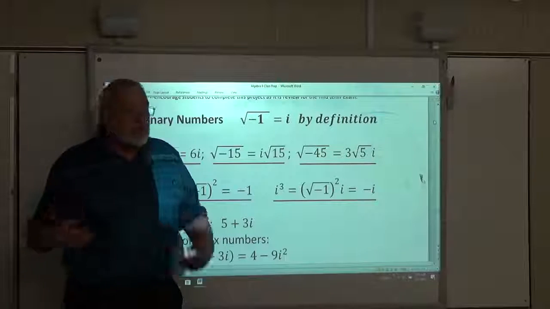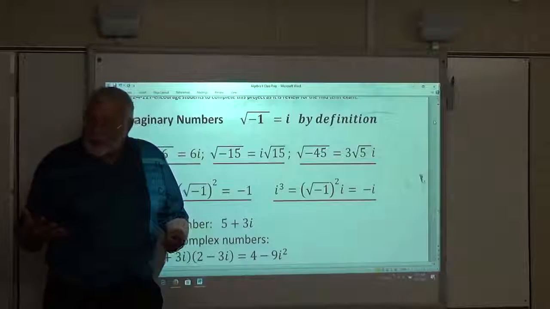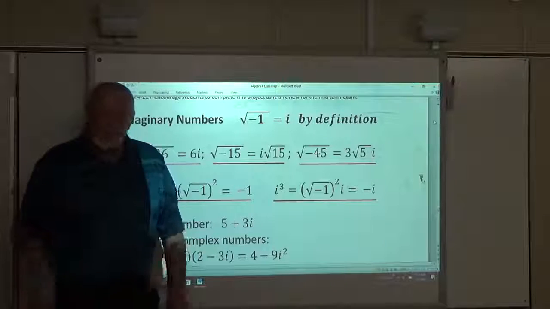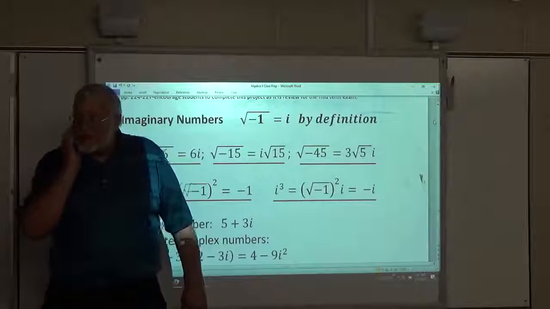Right. What would the square root of 50 be? It's 25 times 2, right? So it's 5 times the square root of 2. Right? It's real simple.